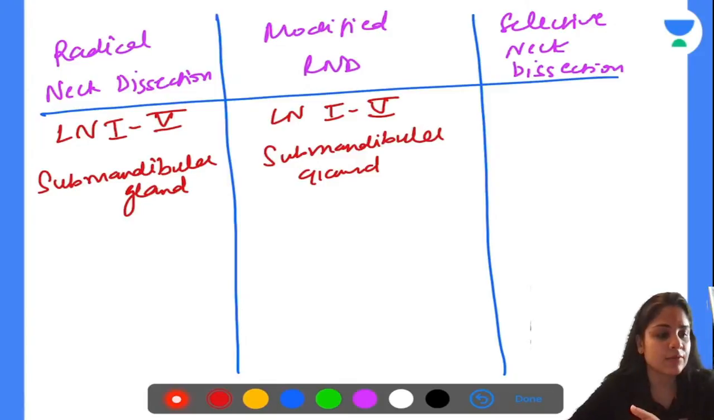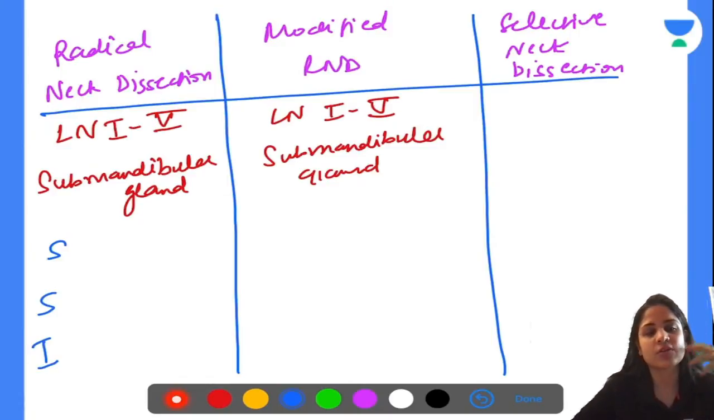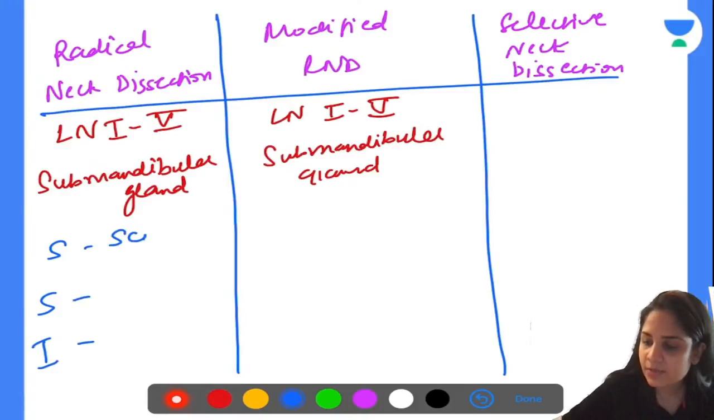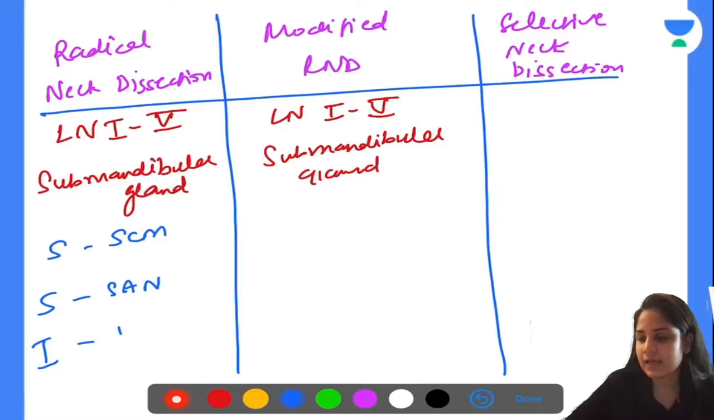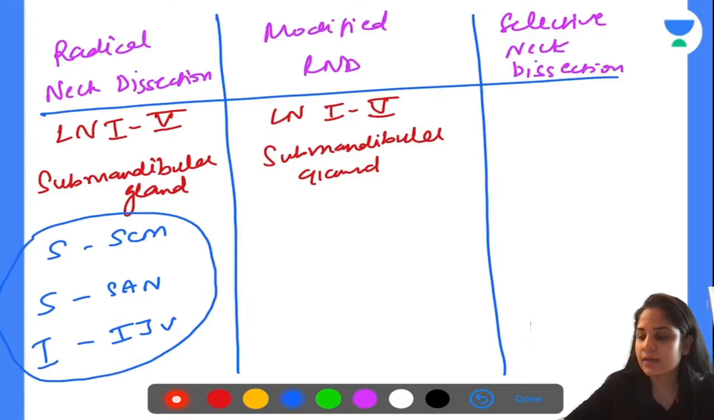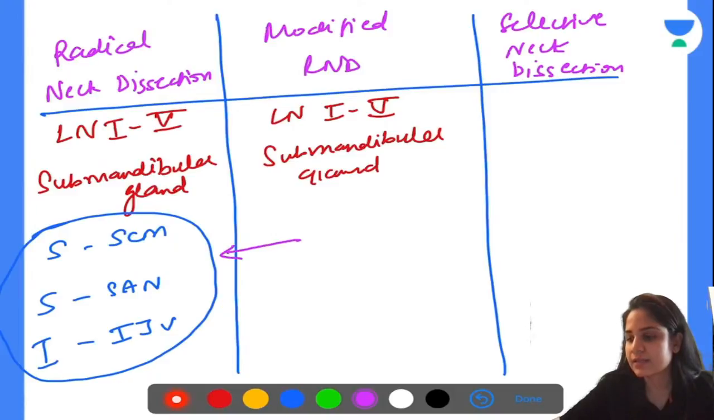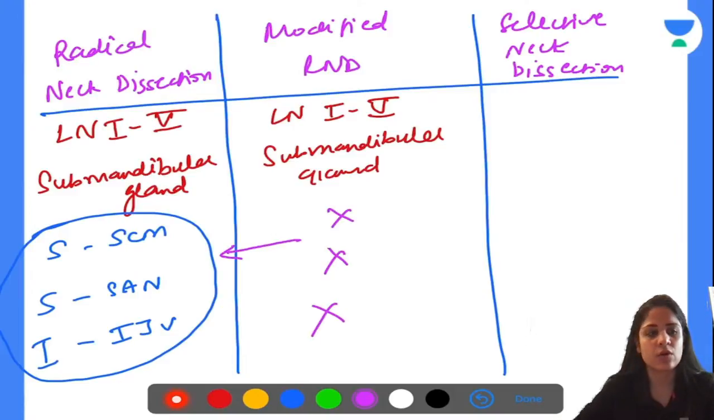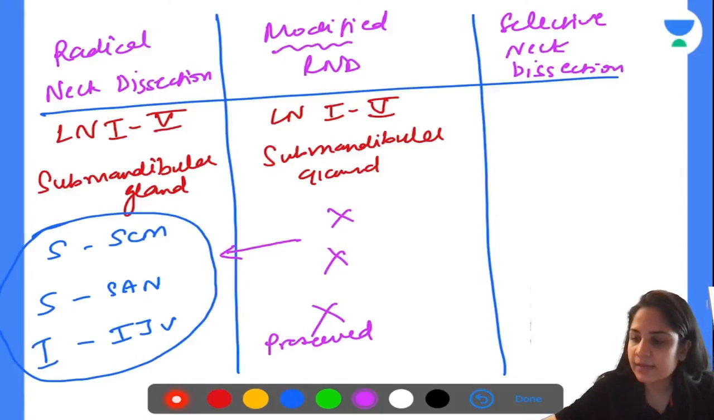And then you have to remember surgical site infection. So in radical neck dissection, if you are removing everything, you can cause a surgical site infection. Remember this: S for sternocleidomastoid, S for spinal accessory nerve, and I for IJV. So in radical neck dissection, you are removing all of this, so surgical site infection can happen. In modified radical neck dissection, you are not removing all of this. All this is preserved. That is why it is called modified radical neck dissection.